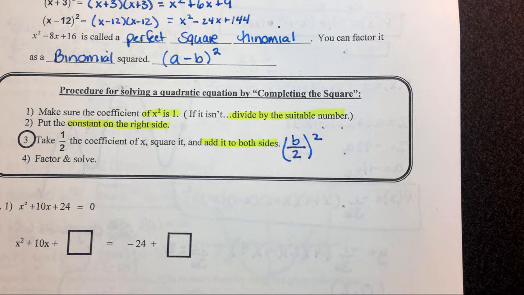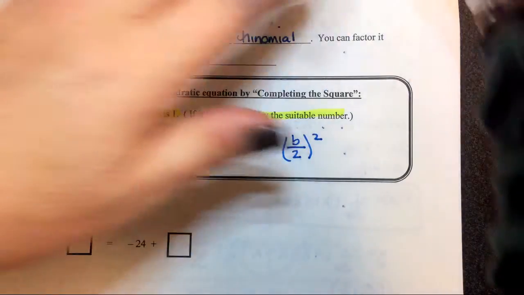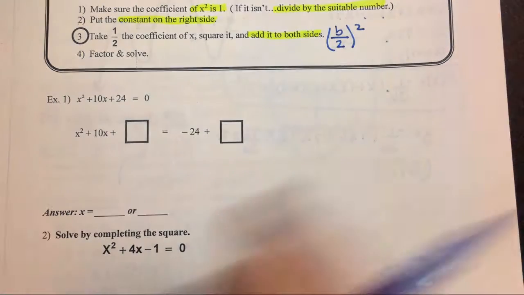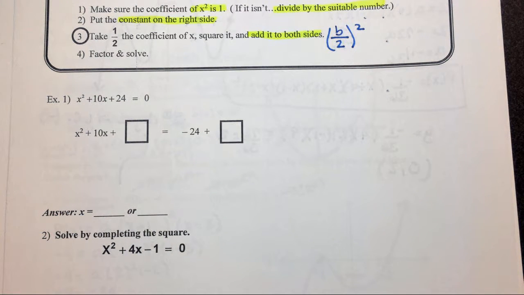Once you factor it, which you should be able to because you've created a perfect square trinomial if you've done everything correctly, you'll be able to factor it into that binomial squared, and then you'll be able to solve the quadratic. All right, so for example, let's take a look at the first one. So x squared plus 10x plus 24 equals 0.